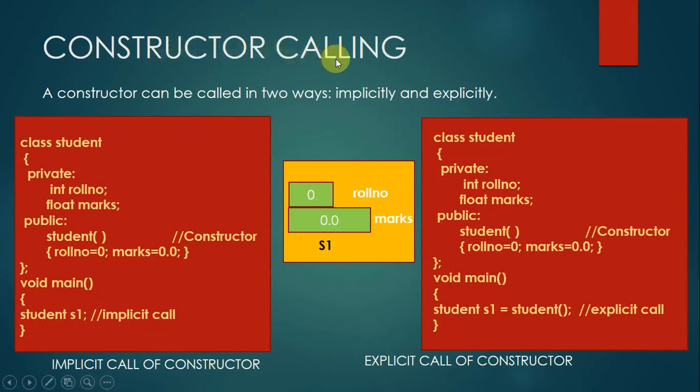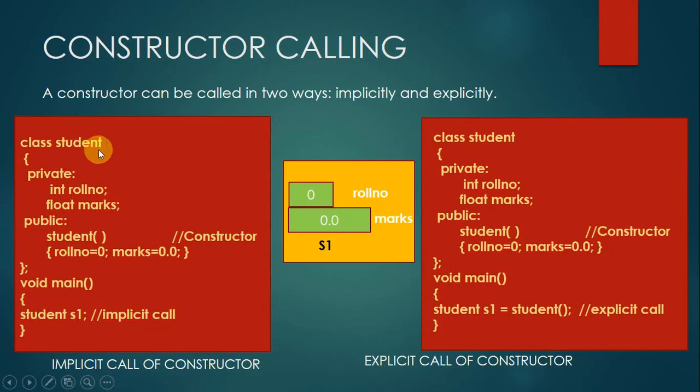Now let us see how we can call a constructor. A constructor can be called in two ways. It can be called implicitly and it can also be called explicitly. Now let us see how. Now let us understand this with the help of an example.